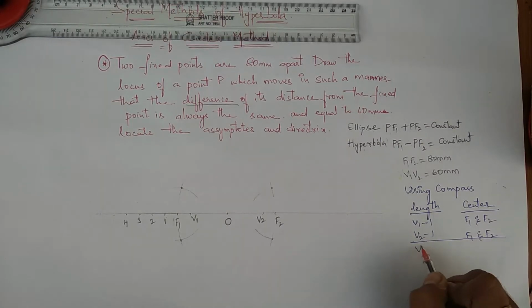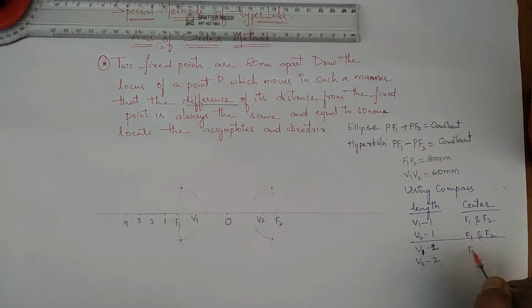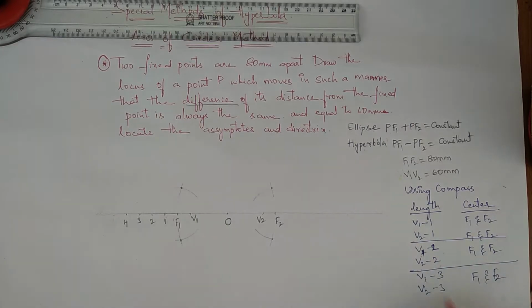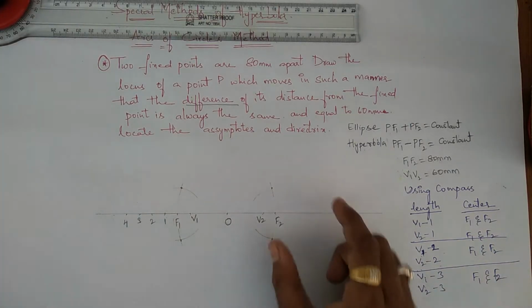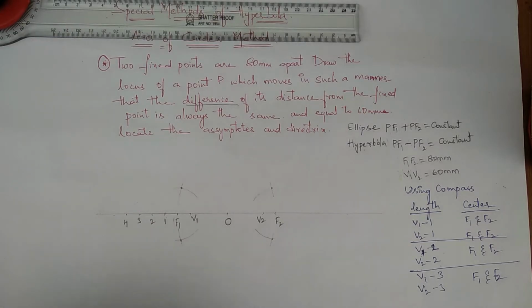Now next, similarly repeat it for V2 1 length, V2 2 length, and V1 2 length, V2 2 length. Same for both of them, F1 and F2 as the centers. So after this, V1 3, V2 3. Same, F1 and F2 as the centers, intersect the previous arcs. Like that you need to repeat it up to the 4th point. So I'm just going to do it without any explanation. Just please watch the drawing.